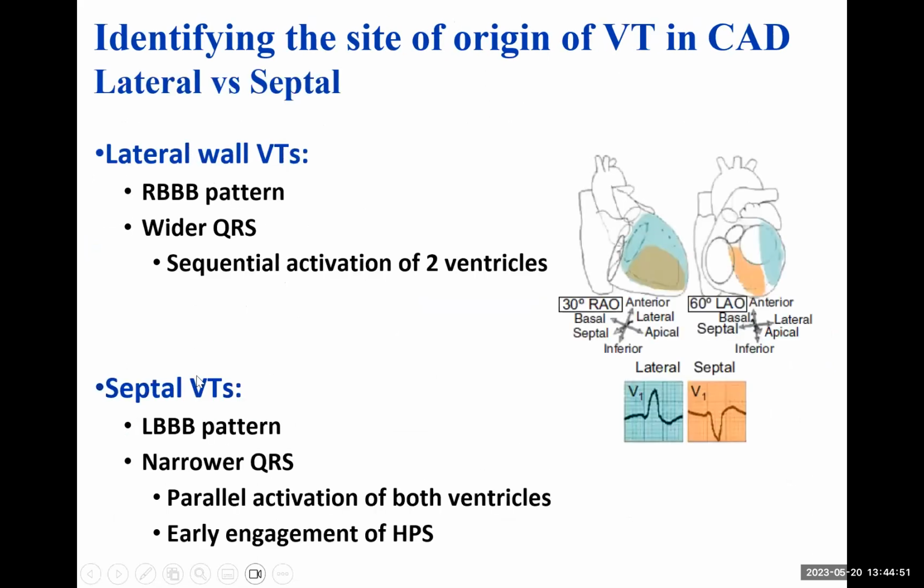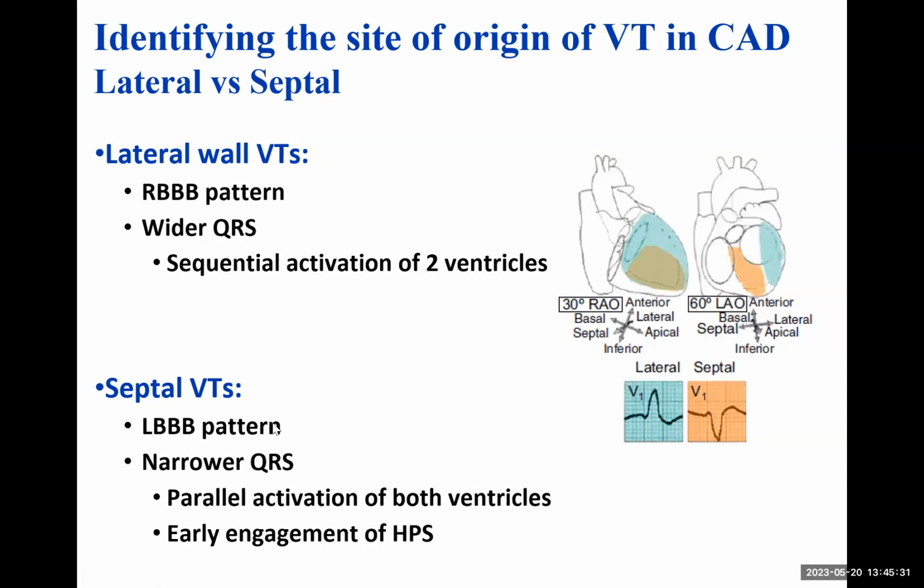In the lateral versus septal area, septal and right ventricle will have left bundle branch block-like pattern. So if the tachycardia is coming from the right ventricle or from the septum, typically have left bundle branch block pattern, relatively narrow from the septal area because of parallel activation of the right and left, and that's because of early engagement of the His-Purkinje system. In the lateral wall, typically have right bundle branch block pattern and wider QRS complex because of the sequential activation from left to the right ventricle.